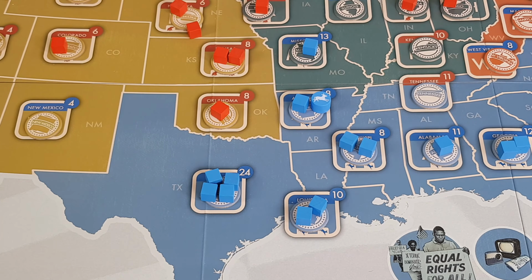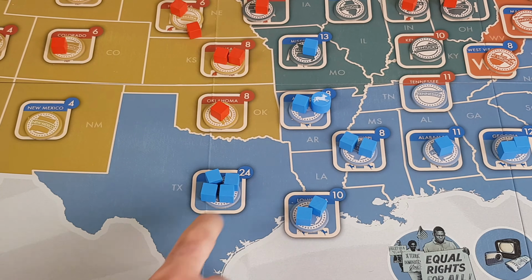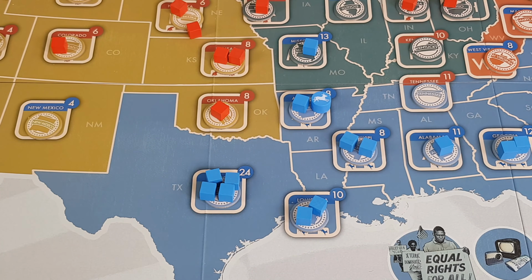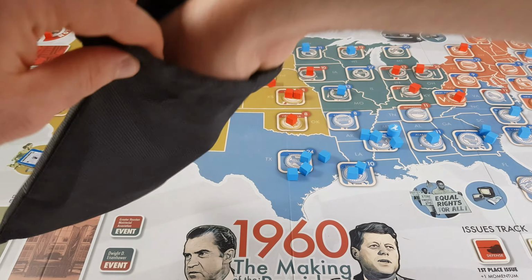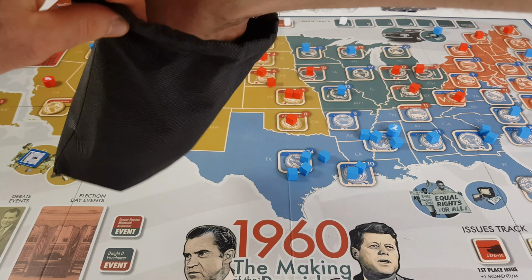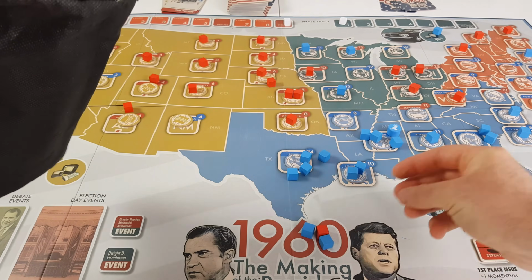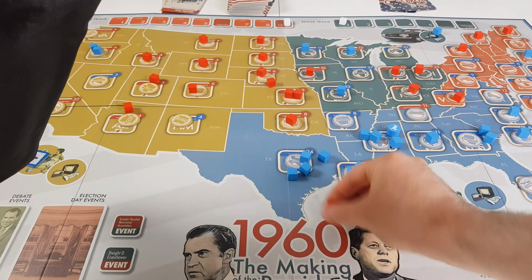Importantly, there can only be one colour of cube on a state, and that shows how that state will vote on election day. If there are 4 cubes, it is said that that candidate is carrying that state, and this means that to remove their cubes, you'll have to draw cubes from a shared bag, and only the ones of your own colour will count. This also applies if their token is there.